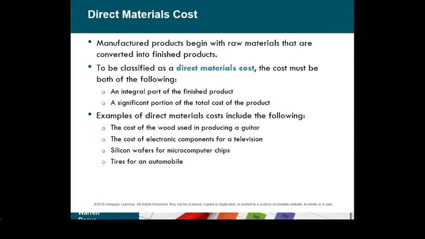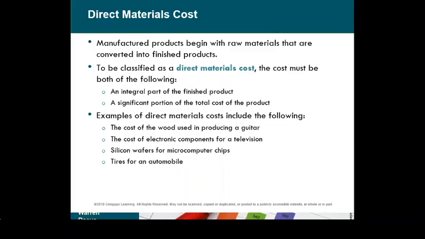To be classified as a direct material cost, the cost must be both an integral part of the finished product and also possess a significant portion of the total cost of the product. It means that it must be very significant and can be seen directly in the product, and it is very important to have that material to build that product. Okay, for example, if you are building a guitar, if you do not have wood, it is almost impossible for you to produce a guitar.